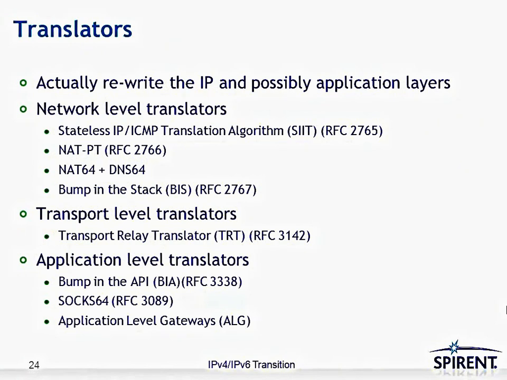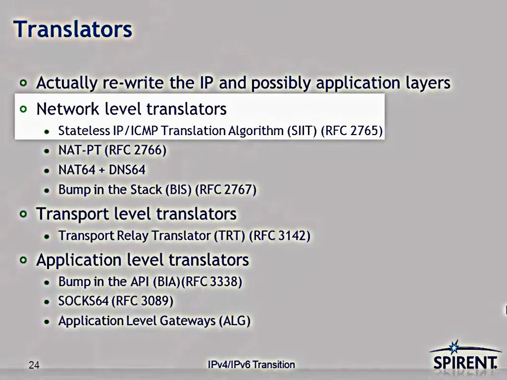There's also a variety of translators out there. The idea of translators is to actually rewrite the IP and possibly application layers. So instead of tunneling, they take an original IP version 4 packet and translate it to an IP version 6 packet and vice versa. There have been a variety of different types of translators written, whether they have to work at just the network layer, including the transport layer, and also if they need to include rewriting the application layers as well.